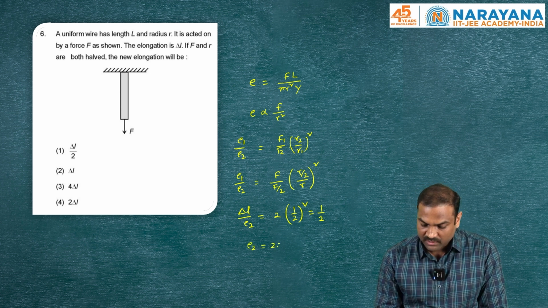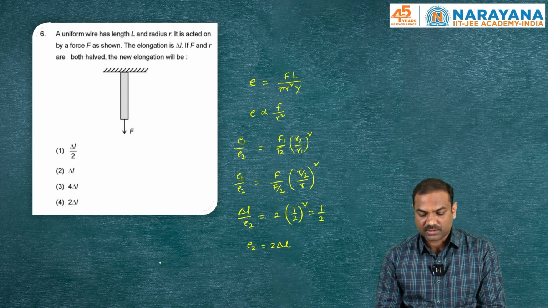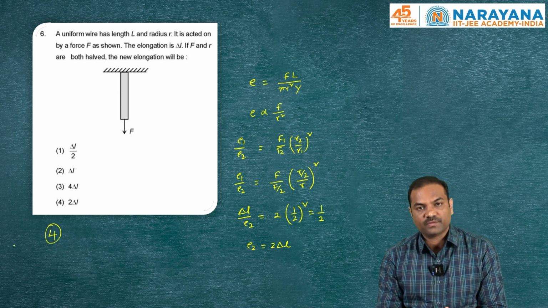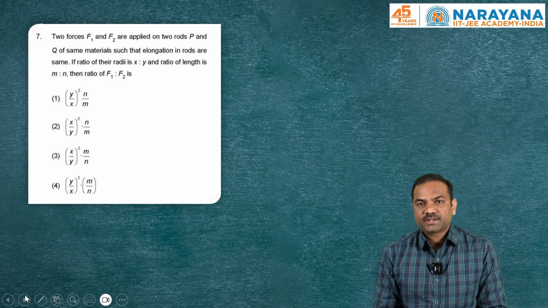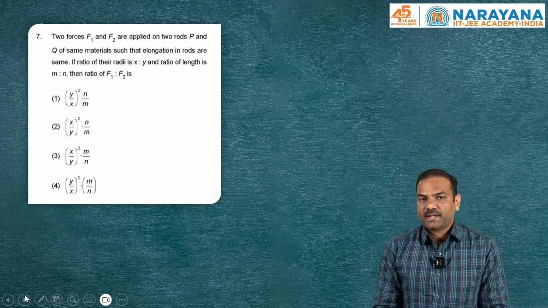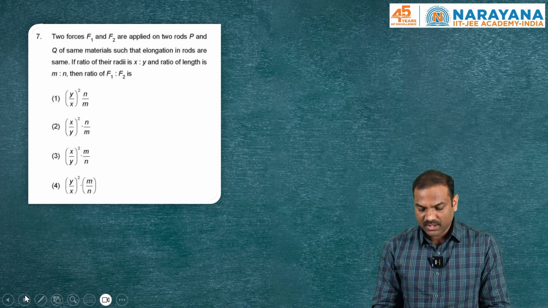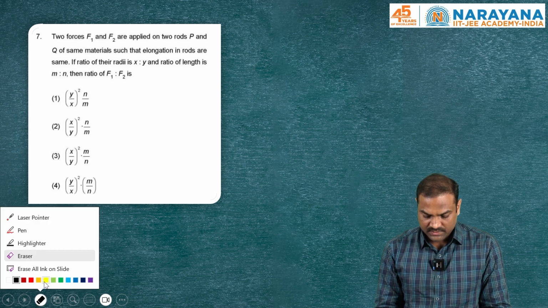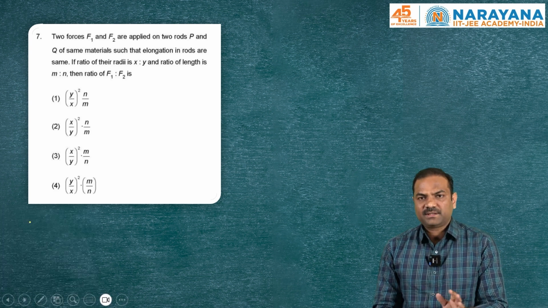Then E2 value will become 2 times of delta L. So the correct option is going to be the fourth one. We go with the next question, which is related to elongation in the wire, which is an elasticity question only. Okay, so here it is very easy.